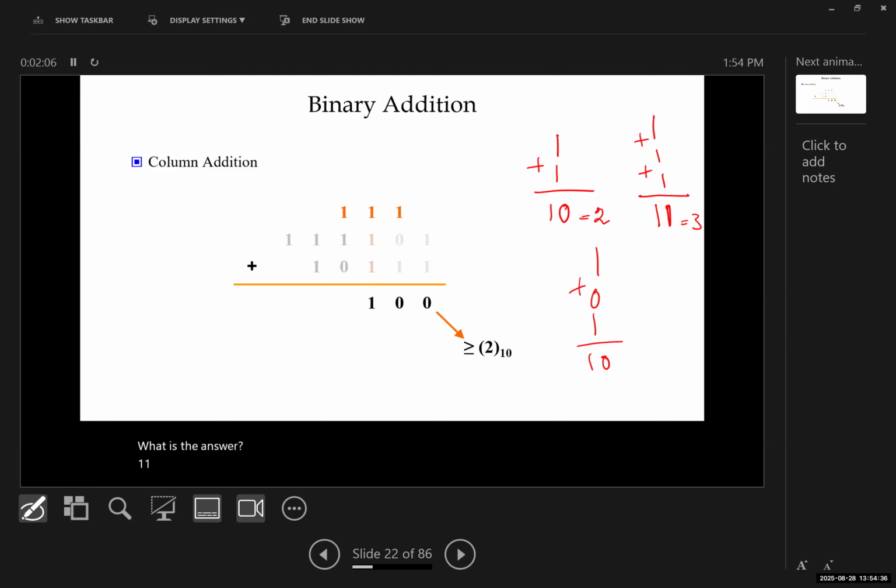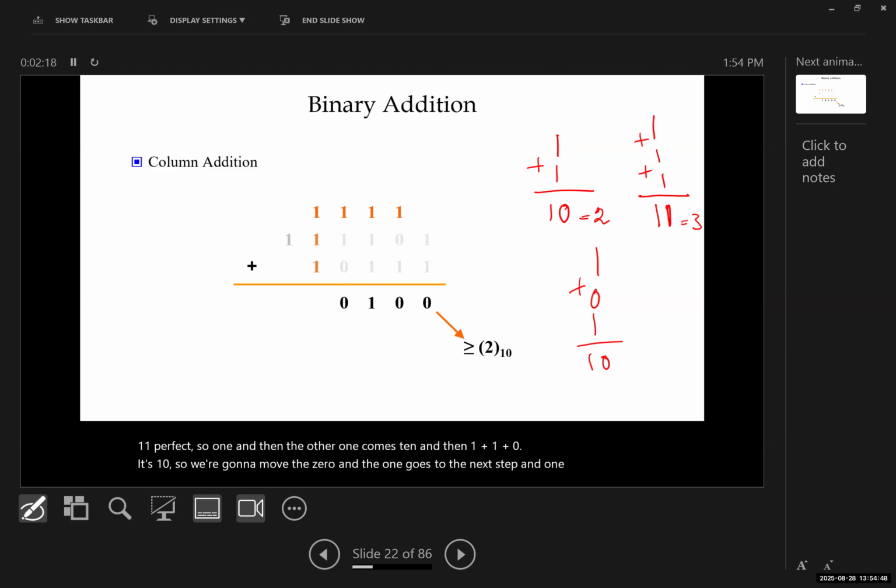So 1, and then the other one goes to the carry. And then 1 plus 1 plus 0 is 10. So we're going to put the 0, and the 1 goes to the next step. And 1 plus 1 plus 1 is 11. And the last one, 1 plus 1, is 10.